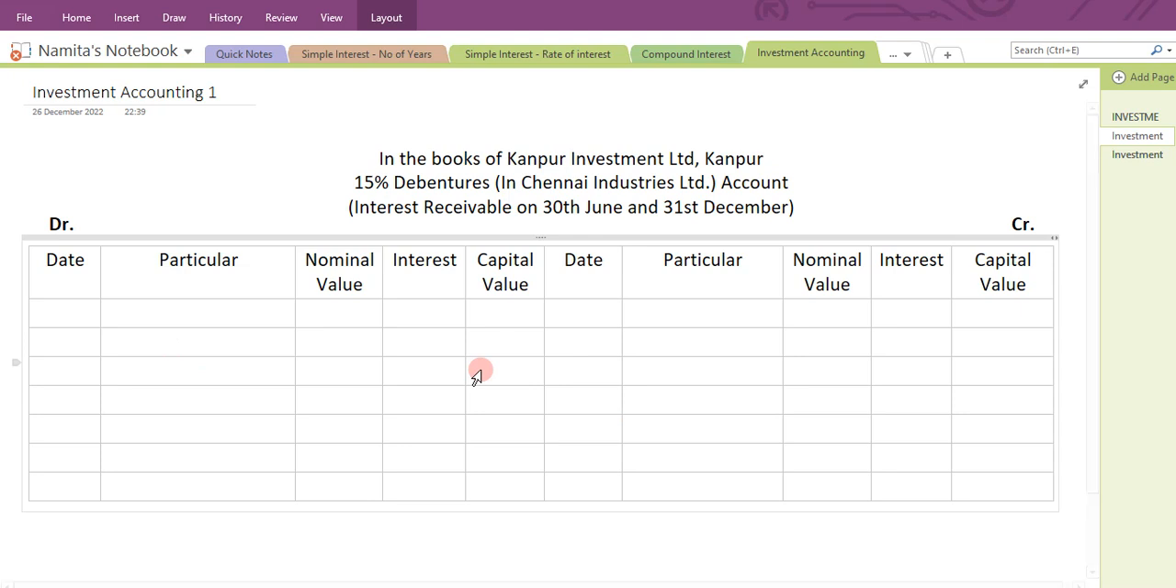In three steps you are going to prepare the investment account. First, after reading the question, note down some important dates. After noting down the important dates, prepare the format, and last is the working note. So do the working note and pass the entries in this format, right?